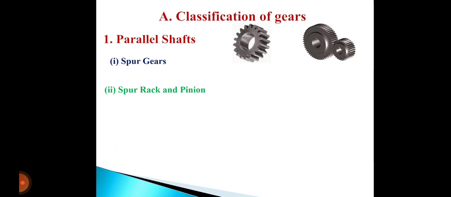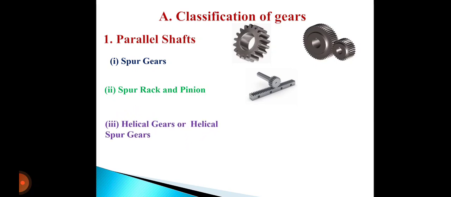Now, next is spur rack and pinion. Spur rack is a special case of a spur gear where it is made of infinite diameter so that the pitch surface is a plane, that is shown in this figure.